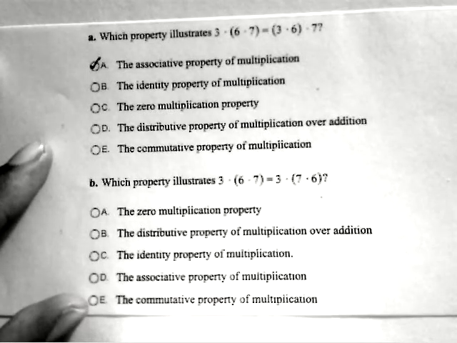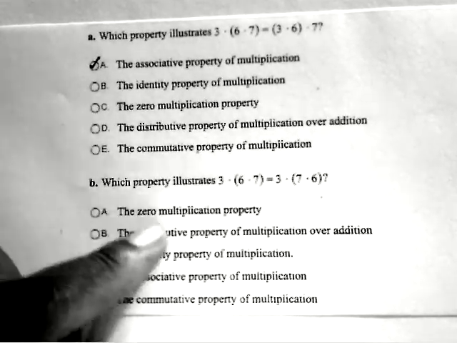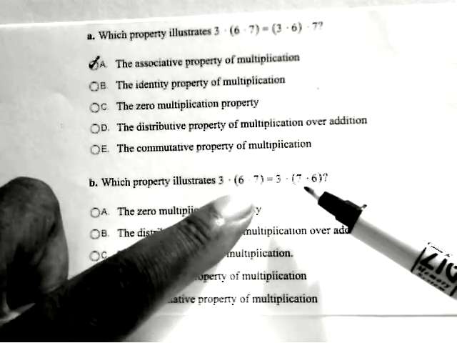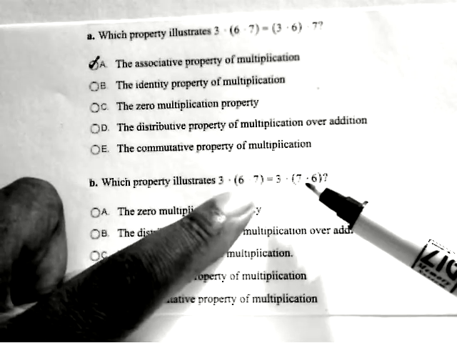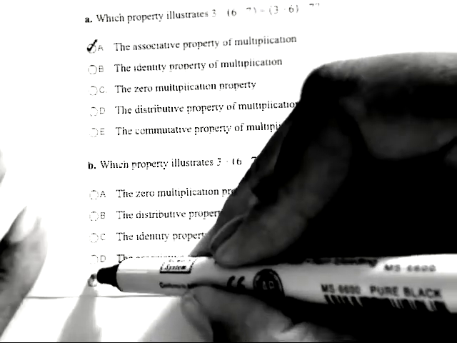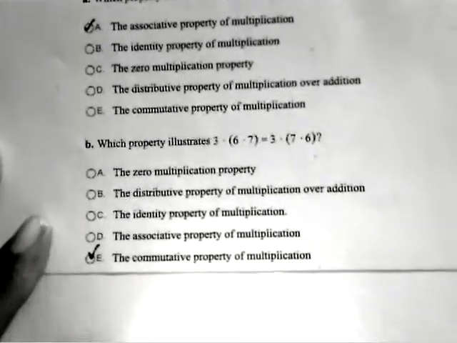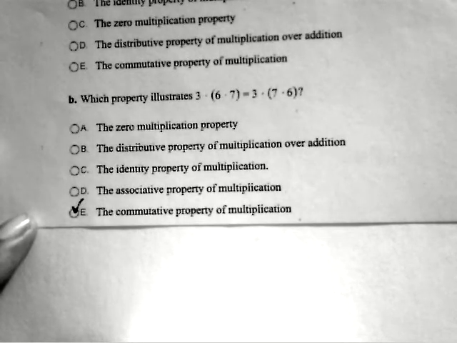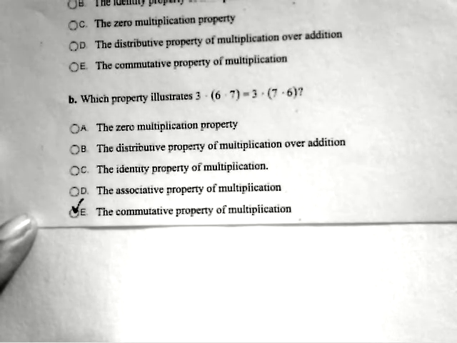Part B, 3 times, in parentheses 6 times 7, is equal to 3 times, in parentheses 7 times 6. Now take a look closely at the 6 times 7 and the 7 times 6. The order has changed. The 3 is still the same, but the order inside the parentheses is different. So this will be the commutative property of multiplication. Okay, you may think that it's going to be the associative property because you see the parentheses. Not necessarily. You have to look very carefully because the order inside the parentheses is different. 6 times 7 on the left side and 7 times 6 on the right side.